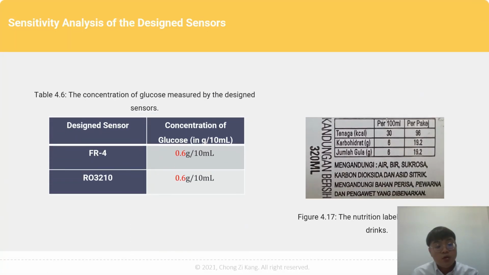Based on the nutrition label of Angela Sandy in figure 4.17, the total sugar present in 100 milliliter of Angela Sandy is 6 gram, and therefore the total sugar present in 10 milliliter of Angela Sandy drinks is 0.6 gram. By comparing the measured results in table 4.6 with the nutrition label of Angela Sandy, it is observed that the design sensor using the FR4 substrate has the same accuracy as the design sensor using the Rogers substrate in this case.